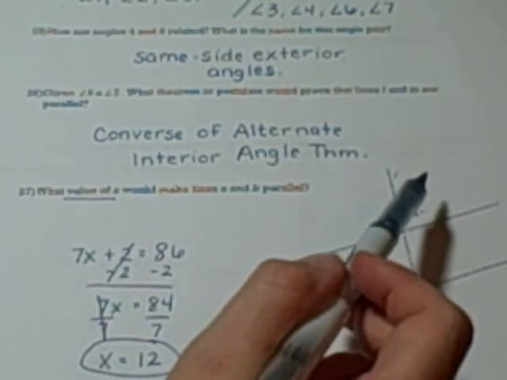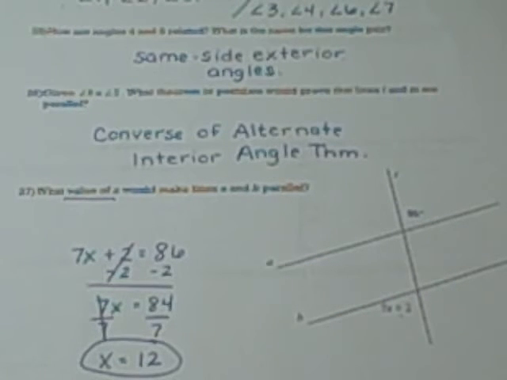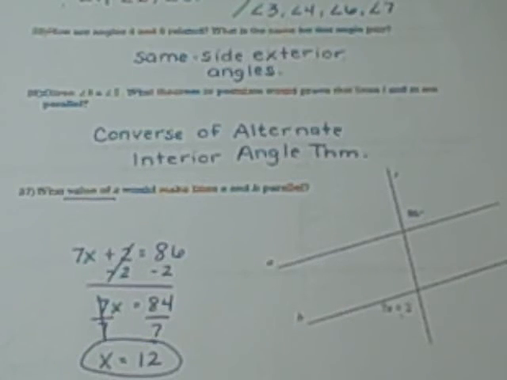Because if we know that these two angles are congruent, then the converse of the alternate exterior angle theorem tells us that those lines would have to be parallel.